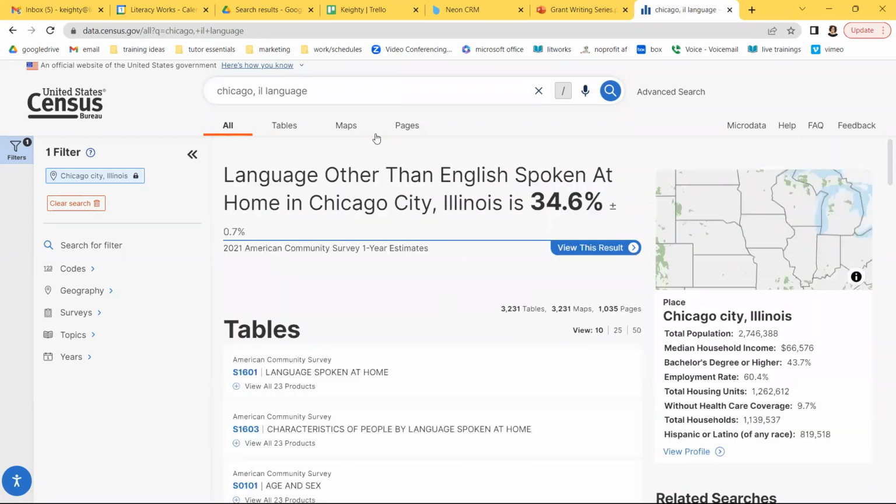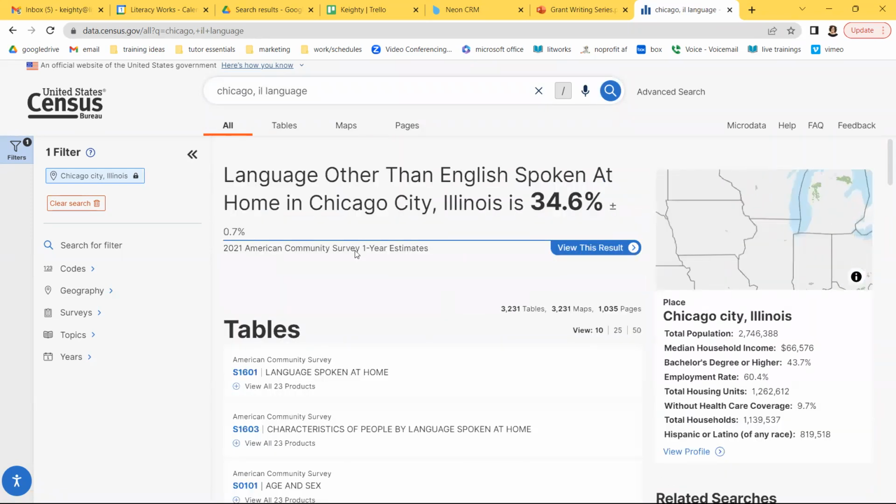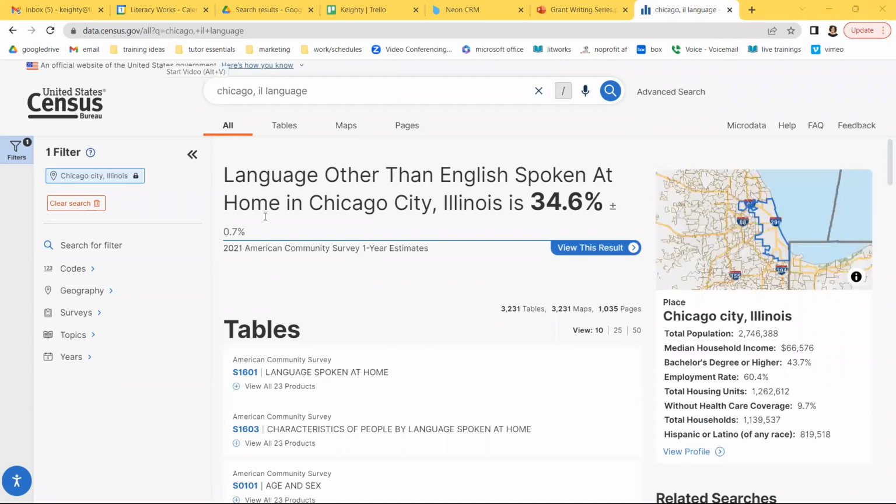It's a better website, but it's not fast. So now if we compare Danville to Chicago, we see that in Chicago, almost 35% of households speak a language other than English. So using that kind of information, you can find your city and state. Now that you've had a little bit of time to play around with it, does anybody have any questions?